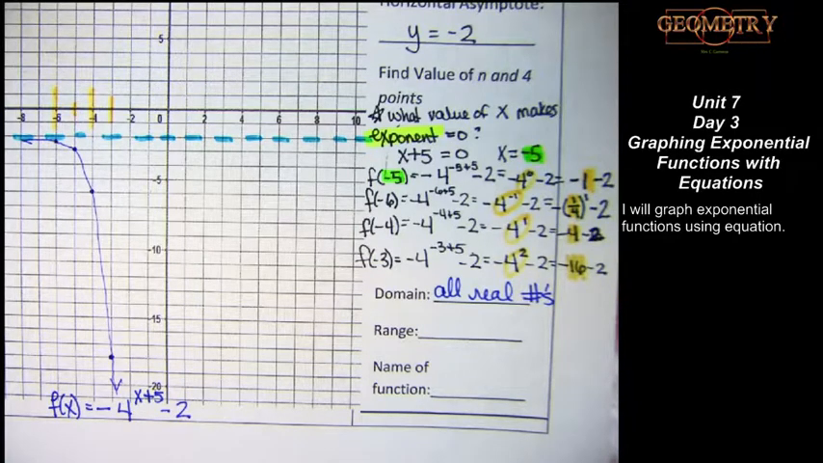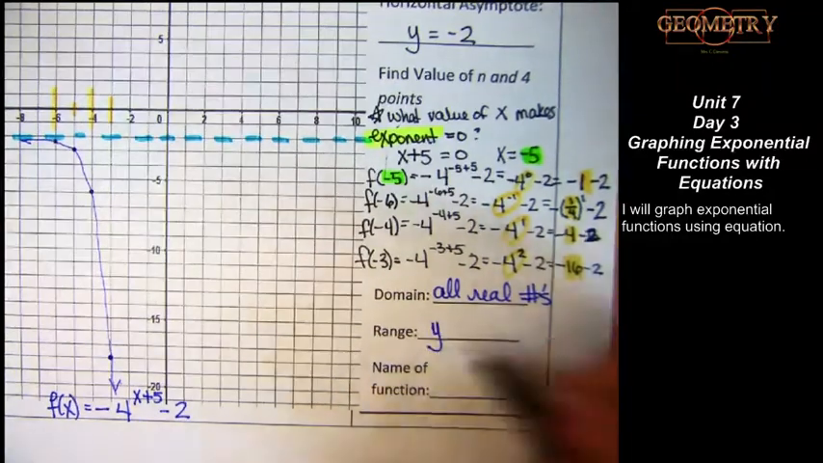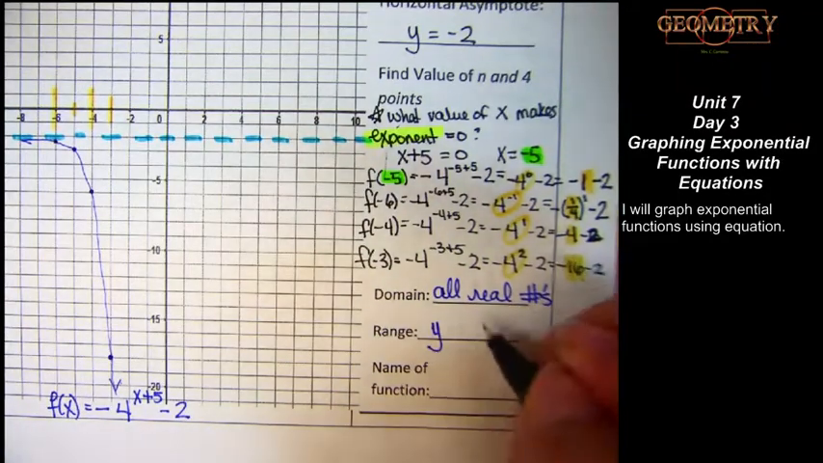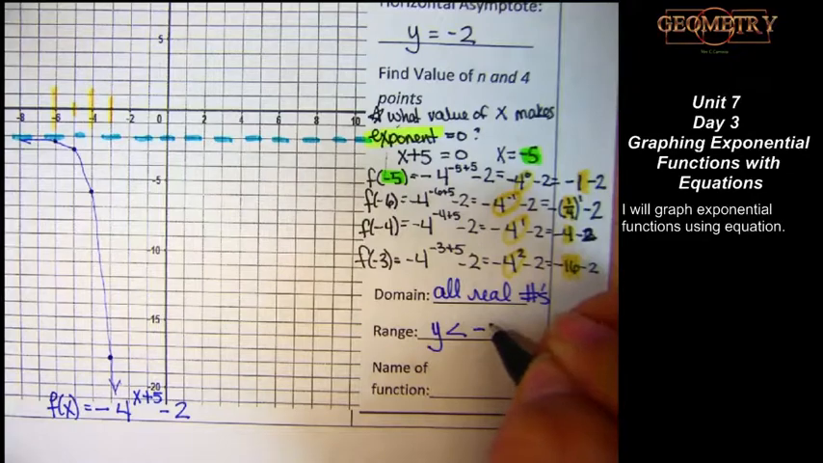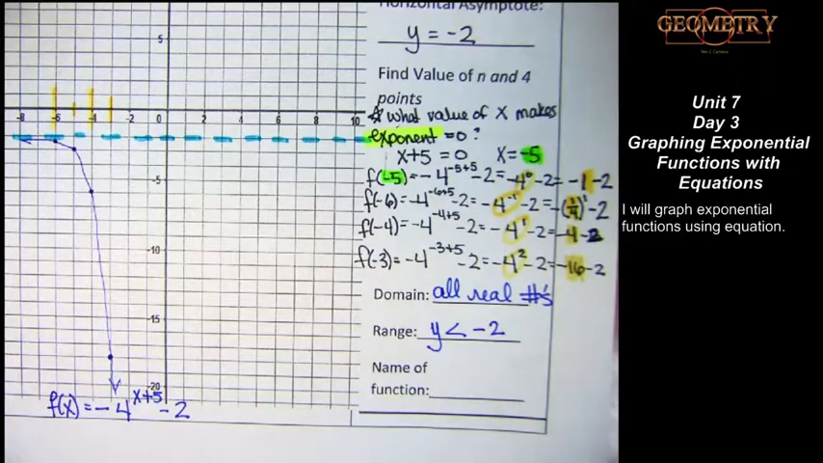All right, what's the range? Is it all numbers? It's not because we have that asymptote. Less than negative 2. Yes. Because that asymptote is a wall. We're approaching it, but we're never going to get it. And so we're never going to be equal to -2. We're never going to be able to cross it, so we can't get above -2. And so we have to stay less than it always.